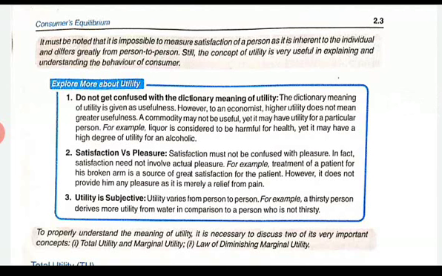For example, treatment of a patient for his broken arm is a source of great satisfaction for the patient. However, it does not provide him any pleasure, as it is merely a relief from pain. So there is a difference. Another point is that utility is subjective. Utility varies from person to person. For example, a thirsty person derives more utility from water in comparison to a person who is not thirsty. So it is subjective in nature. These are the various things you can explore about utility.